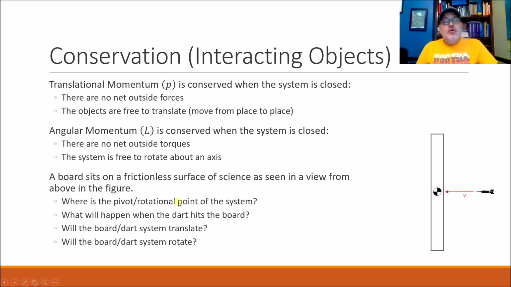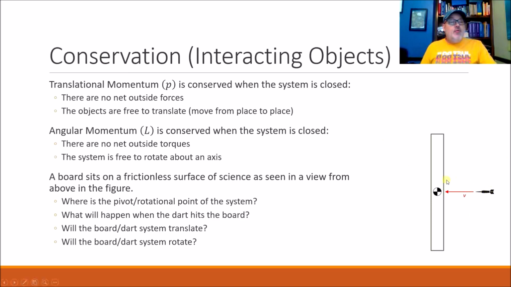Where is the pivot point or rotational point for this system going to be? Now, this is a board that's on a frictionless surface, and we're looking at it from the top. So it's free to move. And what will happen when the dart hits the board? Well, this dart's going to hit right at the center of mass. And remember, the center of mass is the natural rotation point for a system. So when it does, it will not produce a torque because there's no lever arm between the line of action and the pivot point. So it won't rotate when it hits it.